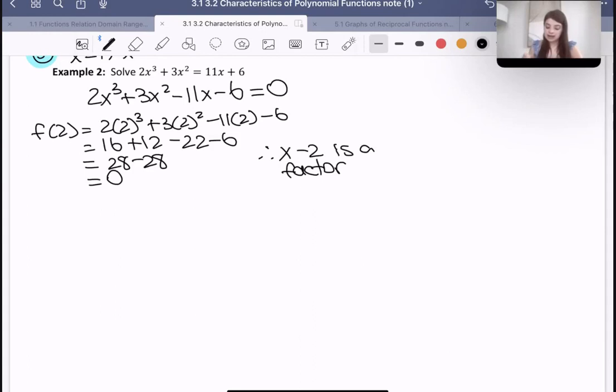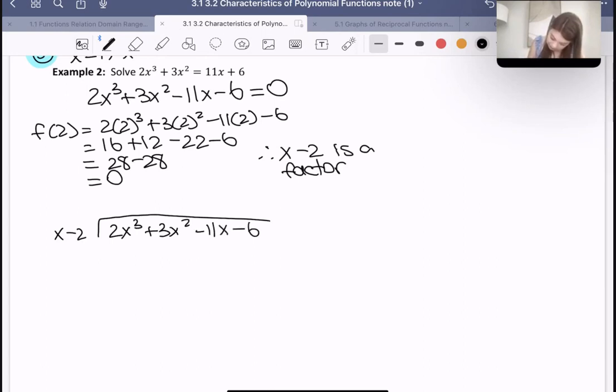So since x minus 2 is a factor, we're going to write this down. x minus 2, and then 2x cubed plus 3x squared minus 11x minus 6. Okay, so how many times does x go into 2x cubed? Well, 2x squared times. What is x times 2x squared? That is going to be 2x cubed. And what is -2 times 2x squared? -4x squared.